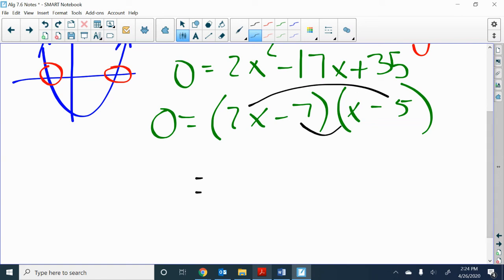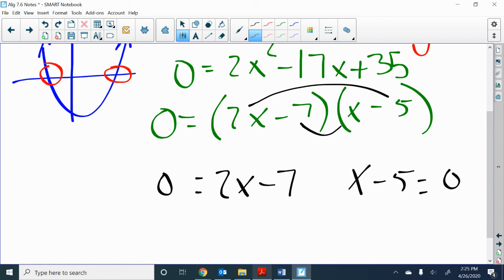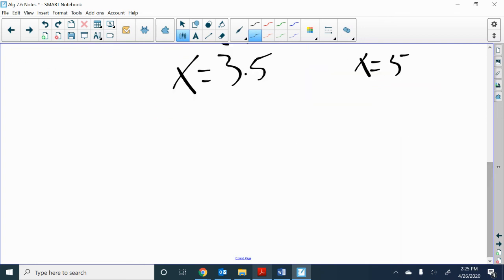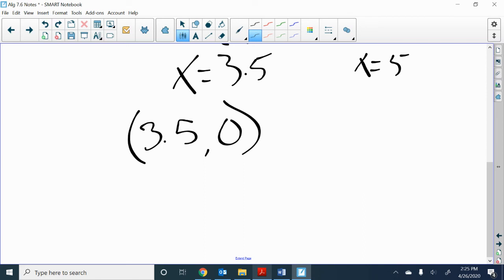All right. So that means that 0 is either equal to 2x minus 7 or x minus 5 is equal to 0. So I'm going to get an x-intercept at 7/2 or 3.5, and I'm going to get an x-intercept at 5. So my two x-intercepts, and I'll actually write this out the correct way, are 3.5 comma 0. That's one x-intercept. And my other one is going to be at 5 comma 0.